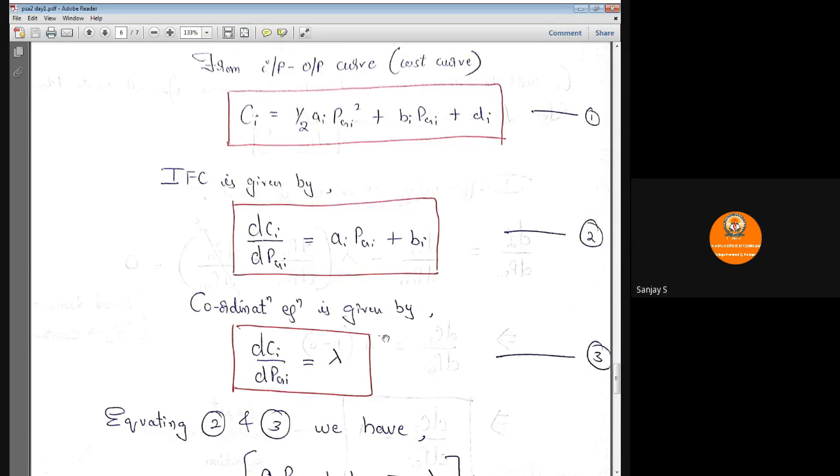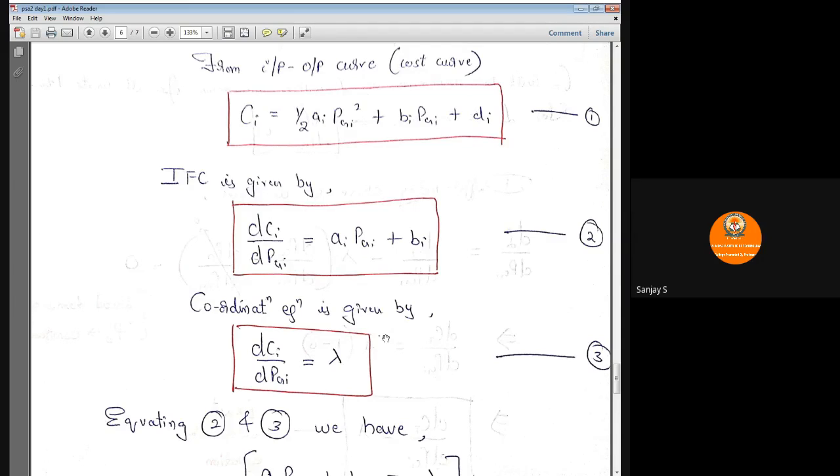Now we bring in the coordination equation here. The third equation is the coordination equation, which is dCi by dPGi is equal to lambda. Now we try to substitute the second equation in the third equation, because for the second and third equations the LHS remains the same. So it becomes lambda is equal to Ai PGi plus Bi.